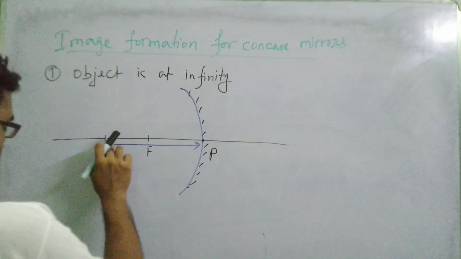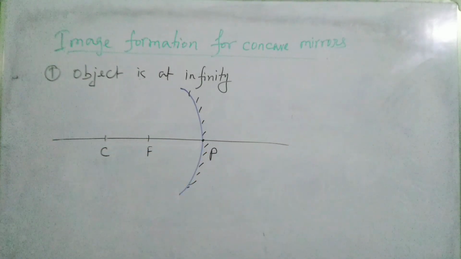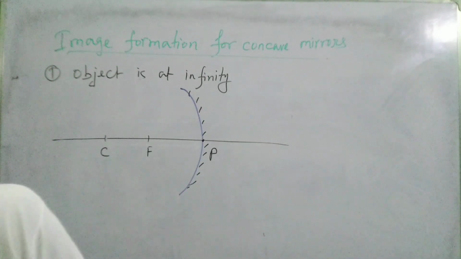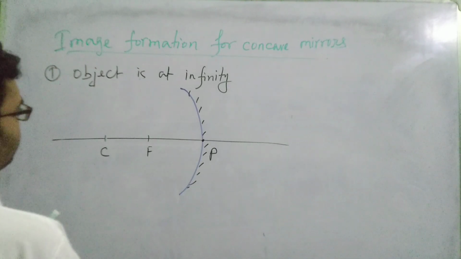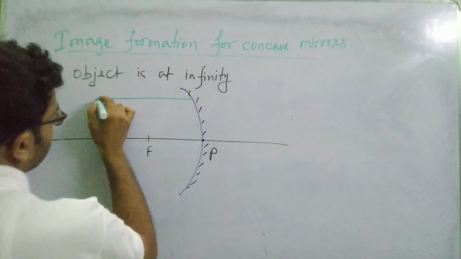So I am just tracing it off. This distance is 6 cm. I hope you have noted, everyone. Okay. Now, when the object is kept at infinite distance, what happens? The light rays are incident parallel to the principal axis. So something like this, parallel to the principal axis.